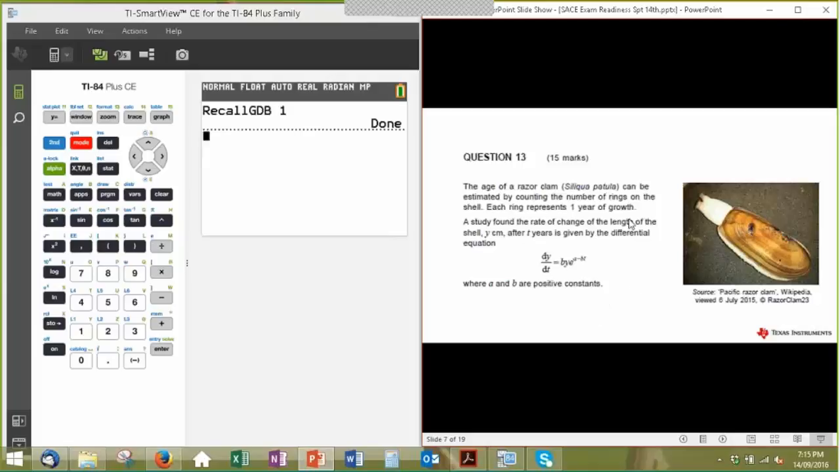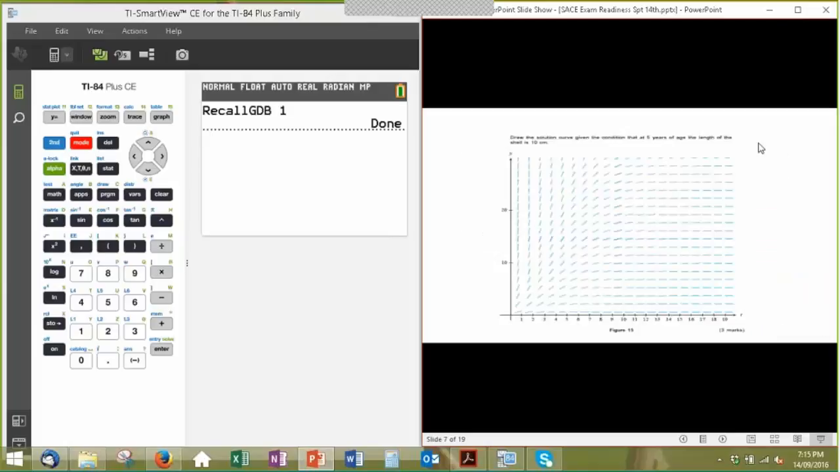The age of a razor clam can be estimated by counting the number of rings, and so it gave a differential equation. It's very easy to miss the fact that this has a y in here as well. So in fact, it's quite a lengthy process to use integration and get the function. The next part of the question was to fill in this slope field, and I think students find that incredibly hard. This one needed to go through the point (5, 10), which is not on any of the particular points. You can more or less follow it through there, but you're not quite sure where it goes to. And I think students can worry about that.